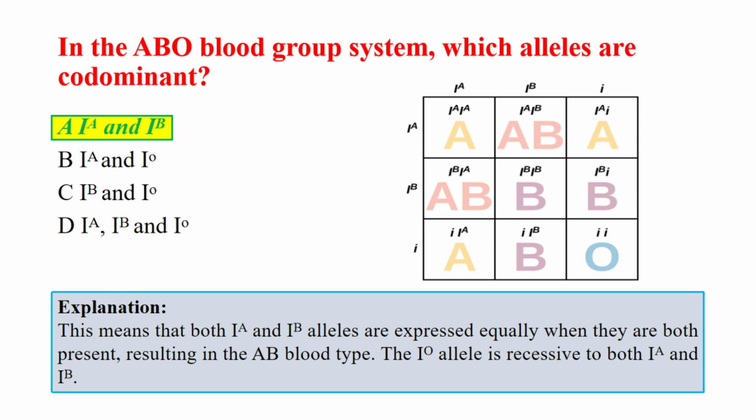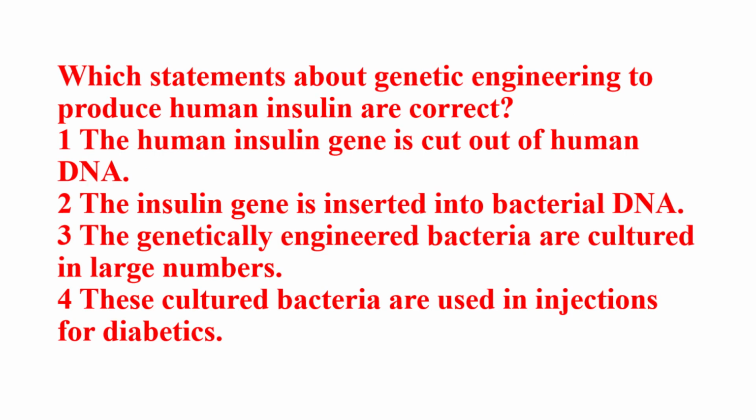On the other hand, the IO allele is recessive. This means that it only shows its effects if both alleles are IO, resulting in the O blood type. So, if you have IA and IB, you'll have type AB blood because both alleles are actively contributing to the blood type. The next question is which statements about genetic engineering to produce human insulin are correct?